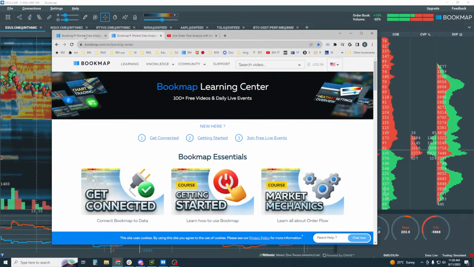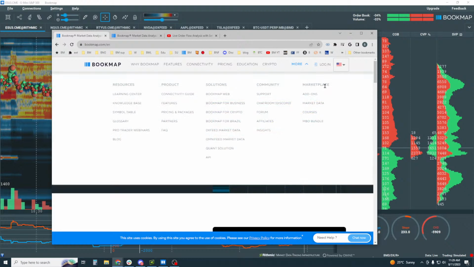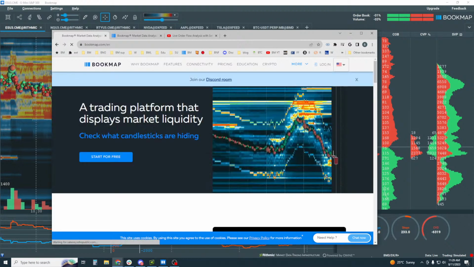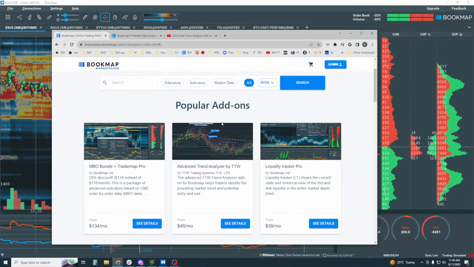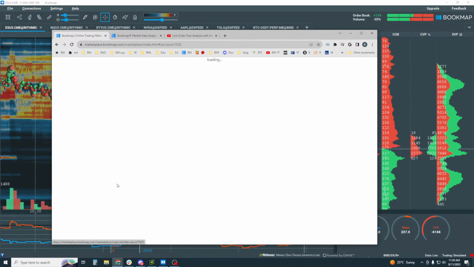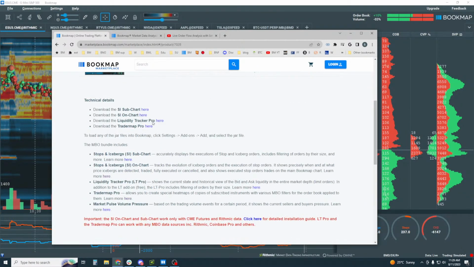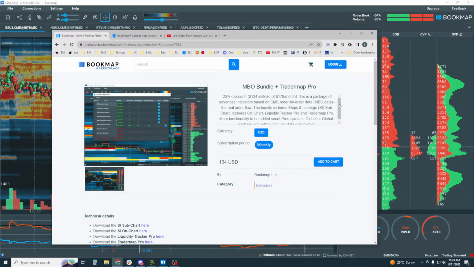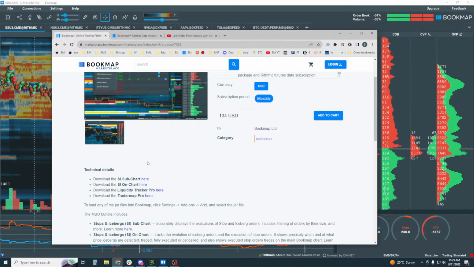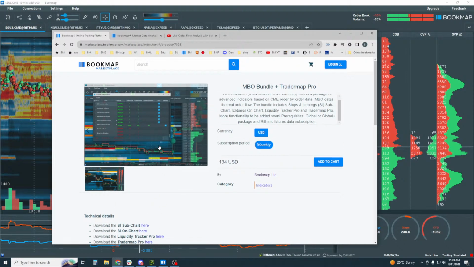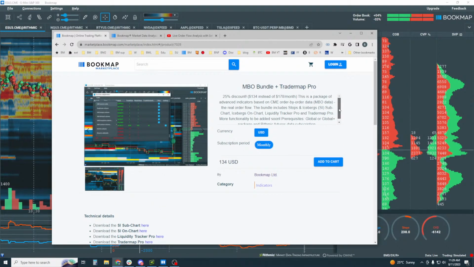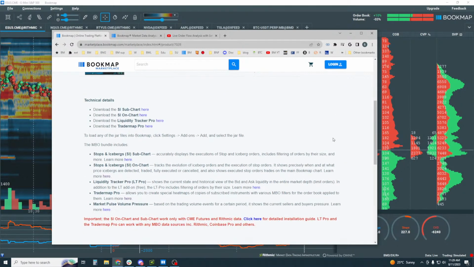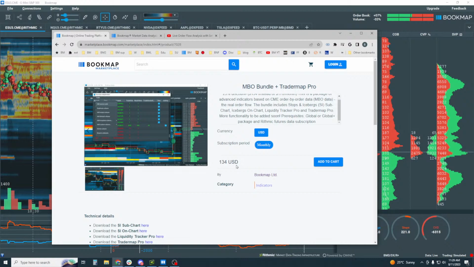The marketplace, let's go over that. Click on the More button again at bookmap.com and go to Marketplace, and you can just scroll right down to MBO Bundle and click on it. That'll take you right to it. Here it is. We've added a lot more to it. In fact, you get the MBO Bundle plus Trader Map Pro, and as part of it you get the Market Pulse, I believe. Yeah, Market Pulse, volume pressure, right there. Beautiful. So this is 134 a month.